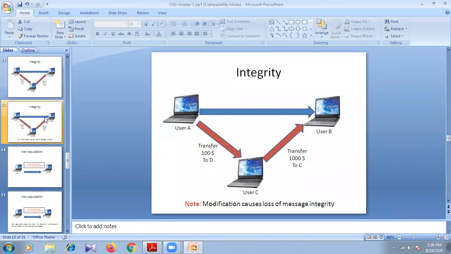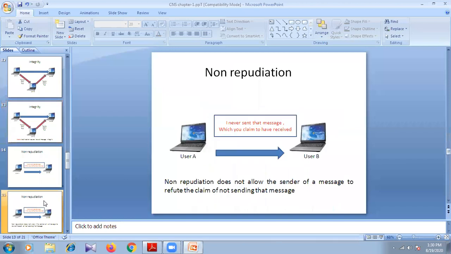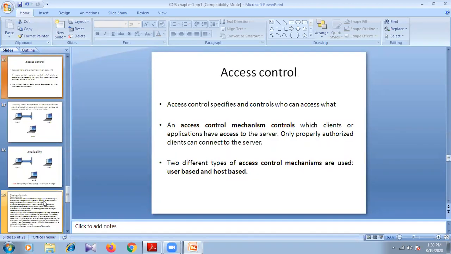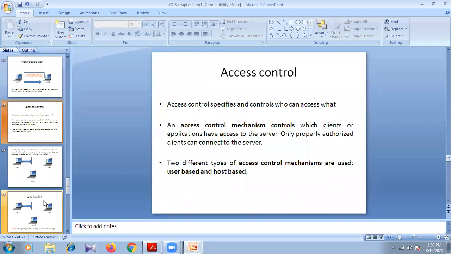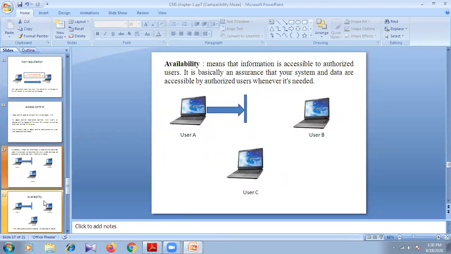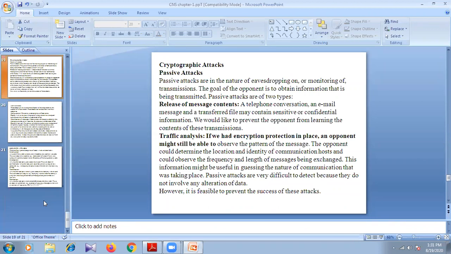That means no other unauthorized users or authorized users could modify the data. Okay, that is the first one. Next one is non-repudiation. Do not allow the sender to deny sending the message. Then next one, access control mechanisms, and availability. These are the services we have to use in security.